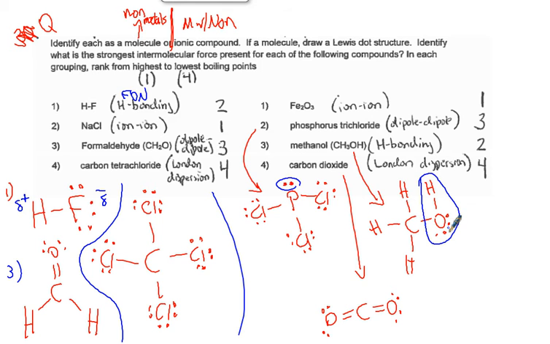And then lastly, we have carbon dioxide, which is nonpolar, so it only has London dispersion forces, which is why it's a gas. Because it's so weakly connected, it breaks apart pretty easily.